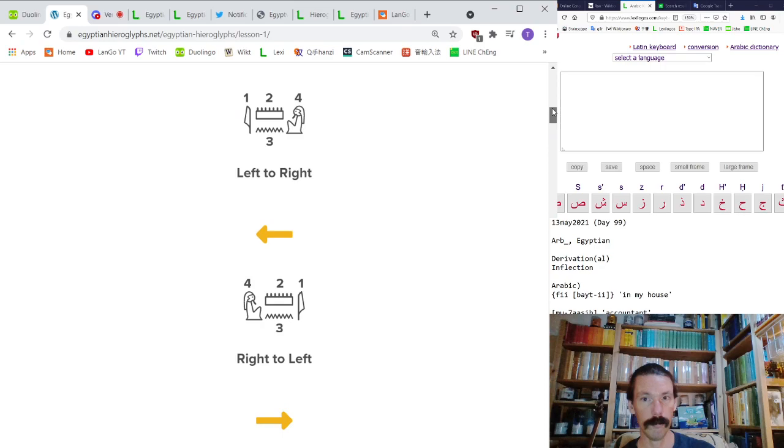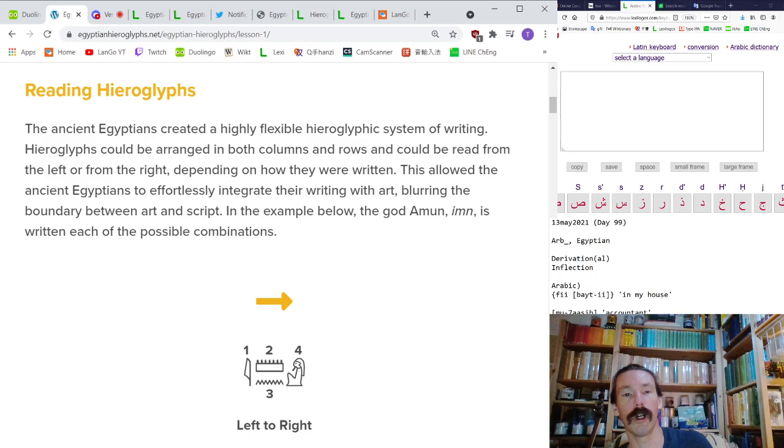Hieroglyphs could be arranged in both columns and rows, read from the left or from the right, depending on how they were written. This allowed the ancient Egyptians to effortlessly integrate their writing with art, blurring the boundaries. Yep, very like Chinese. In the example below, they've got Amun, Imen, Imen. It's written with each of the possible combinations.